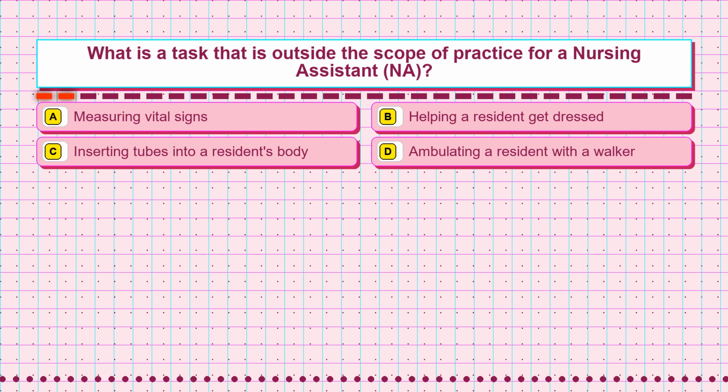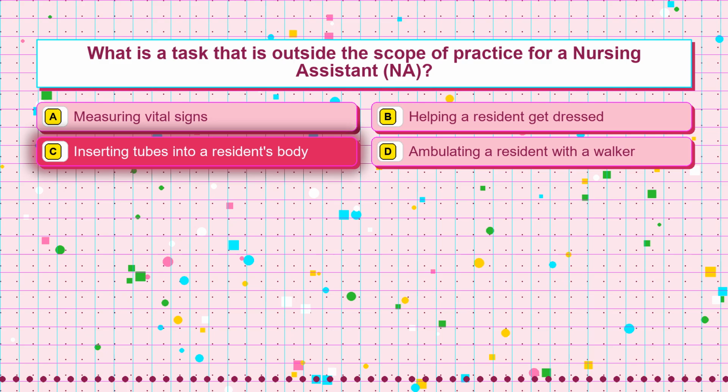Question 60. What is a task that is outside the scope of practice for a nursing assistant, NA? Option A, measuring vital signs. Option B, helping a resident get dressed. Option C, inserting tubes into a resident's body. Option D, ambulating a resident with a walker.